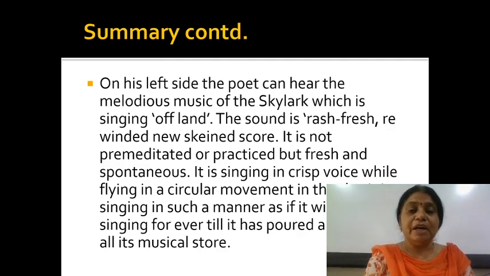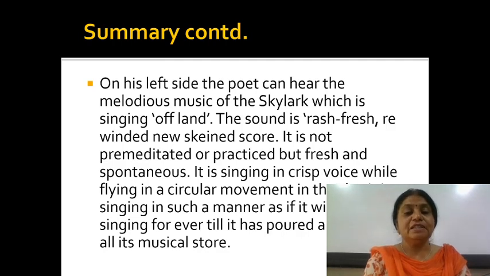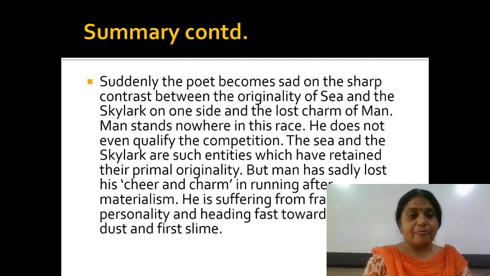Now we may ask a question: how does the poet come to know that it is making circular movements in the sky when the skylark is unseen? The answer is that when the skylark makes circular movements in the sky, the sound is affected. When the skylark is near us, the sound is more, and the sound becomes less when it is making a circular movement, because it is far.